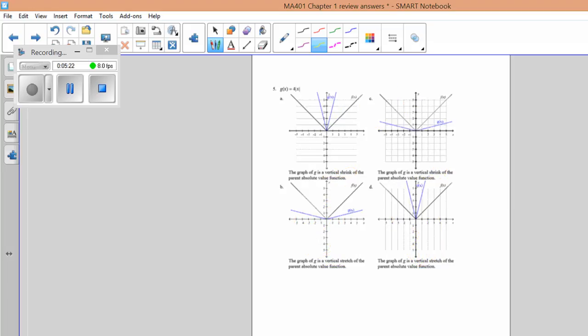Okay, number 5 here. It is 4 times the absolute value of x. Why do we have so many vertical stretches? Wow. It's a vertical stretch. Again, you shouldn't even need me on this one. It's the third one in a row we've done. It's going to be narrower.